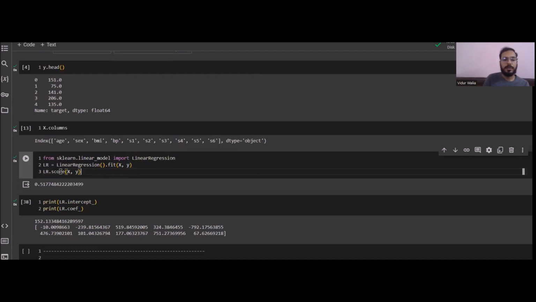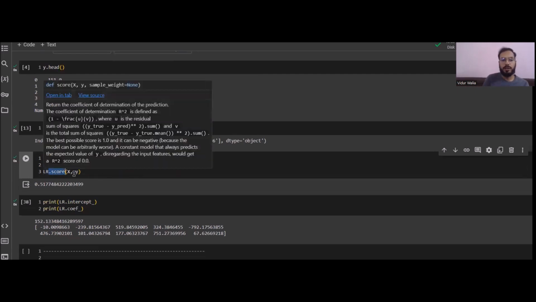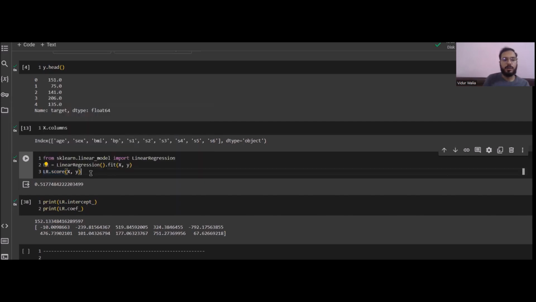Correct? Then LR dot score gives you the R squared score. Right? If you just hover upon it, it returns the coefficient of determination, R square. So if you just run this, you get a 51.7% R square value, which is not super high. Like if the R square value is above 80%, then only we can say, as a rule of thumb, that the regression is a very good fit. 51 to 52% is a moderate kind of a regression, right?